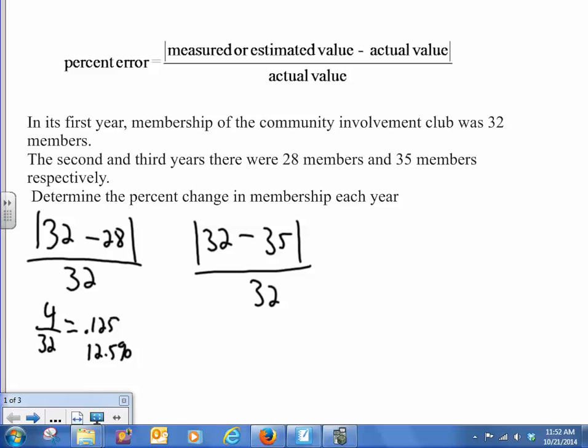Now, if you do 32 minus 35, that's 3. And you can do 3 divided by 32, which is 0.093. So that's a 9.3% change. Now the question is, is one positive, is one negative? When you look at it going from 32 down to 28, that is a decrease. And then when you go from 32 to 35, that would be an increase.